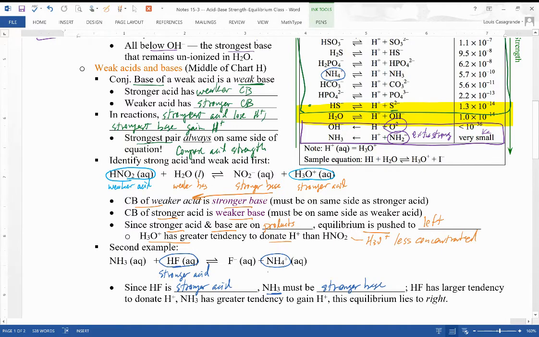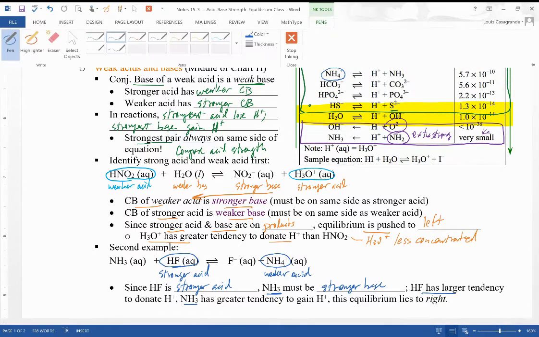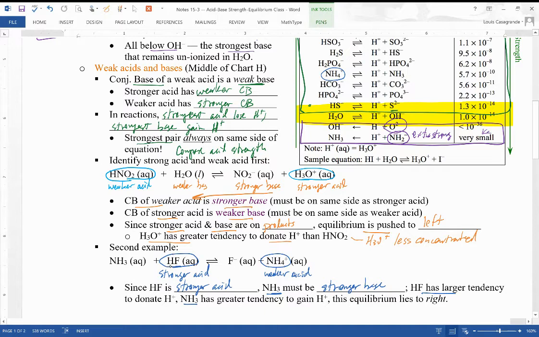Since NH4+ is the weaker acid, its conjugate base, NH3, must be stronger. So HF, hydrofluoric acid, has a larger tendency to donate protons. Ammonia has a greater tendency to gain a proton. So we're going to take that proton and show the transfer from the HF to the NH3.